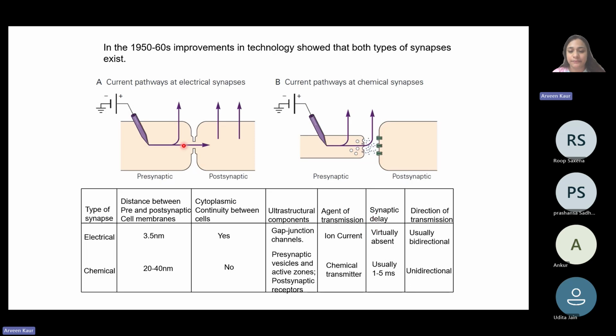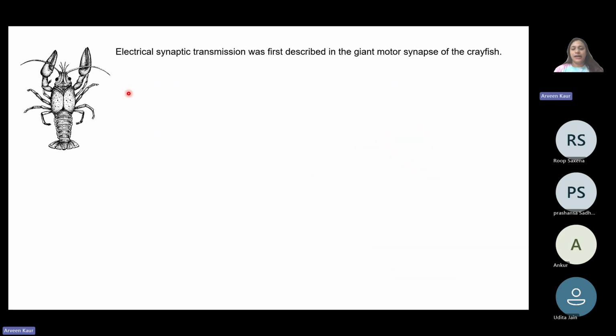Then the delay is virtually absent in the case of electrical synapses, and it is again very small, around 1 to 5 milliseconds, in the case of chemical synapses, right? And the direction of transmission is usually bidirectional in the case of electrical, but it is always unidirectional in chemical because there will be one synaptic end bulb and one dendritic end with all these neurotransmitter receptors present, so it will always be unidirectional.